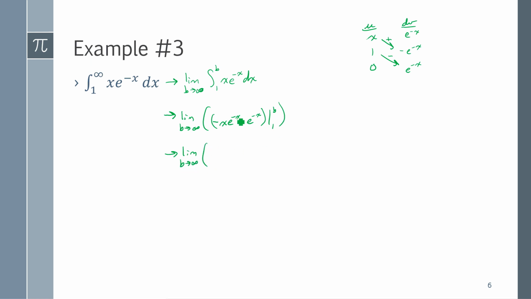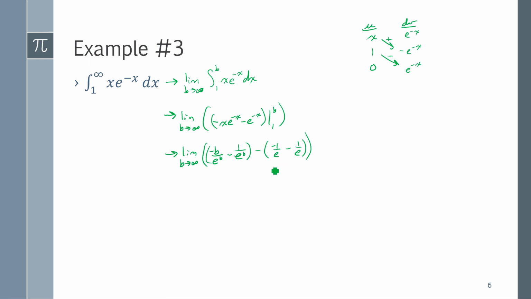So plug in b. Remember, negative exponents cause you to do the reciprocal. We have negative b over e to the b minus 1 over e to the b, minus negative 1 over e minus 1 over e. So now I worry about my limit.